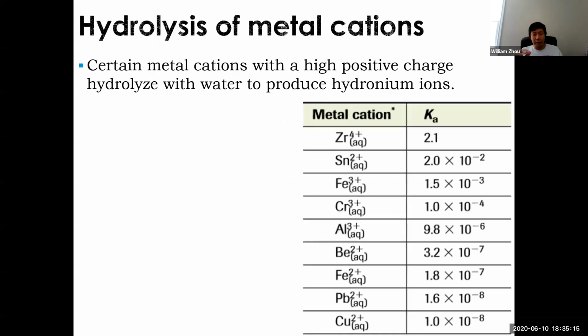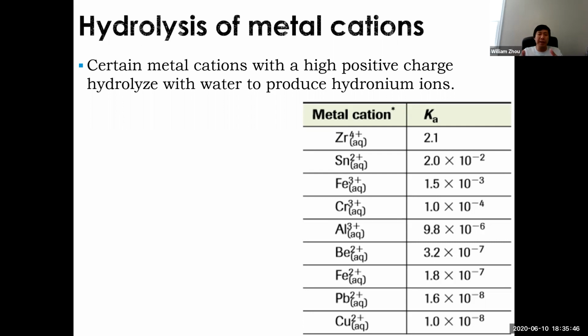All right. Now this gets a little bit more complicated. Hydrolysis of metal cations. Well, if you have a metal cation, like for example, the ones in the table, if you check out those ions and look on the right way, they all have a Ka. What does that mean? If you have a Ka, that is the acid ionization constant. That means you're an acid. Only acids have Ka.